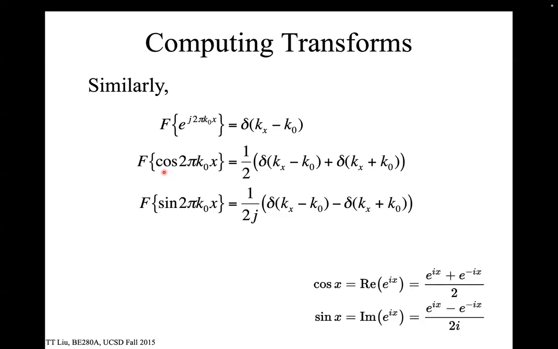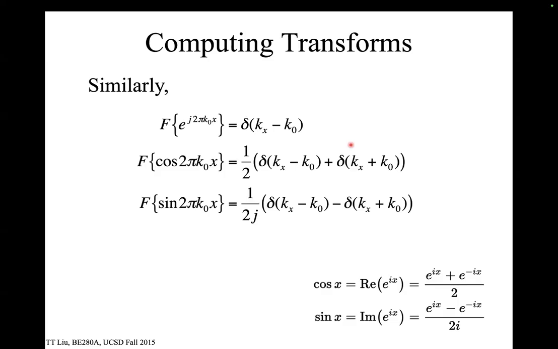Different than that, if I take the Fourier transform of a cosine function, I actually get two delta functions in the Fourier domain. I get one at the frequency positive k naught, and I get another one at negative k naught. So positive k naught and negative k naught. And the power goes halfway to each of those.